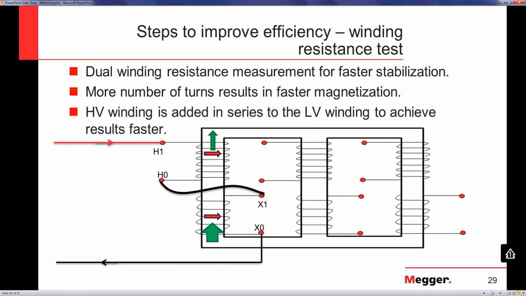Adding the high voltage winding in series to the low voltage winding really helps as far as faster magnetization is concerned. It reduces the time required for stabilization. This is helpful especially in cases like generator transformers, where just connecting to the low voltage winding may result in a long time required for stable readings.